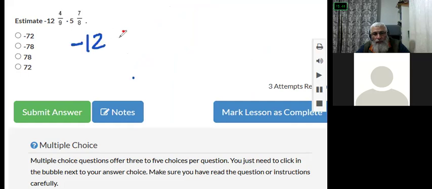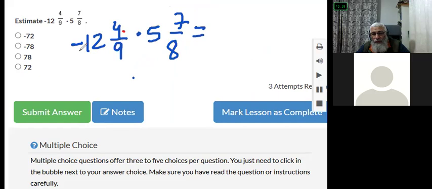Negative 12 and 4 over 9, multiplied by 5 and 7 over 8. So the result will be negative or positive? This is negative 12 multiplied by positive 5. The result will be negative. So this option is not correct.